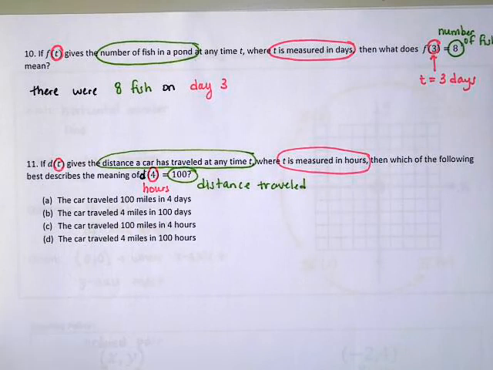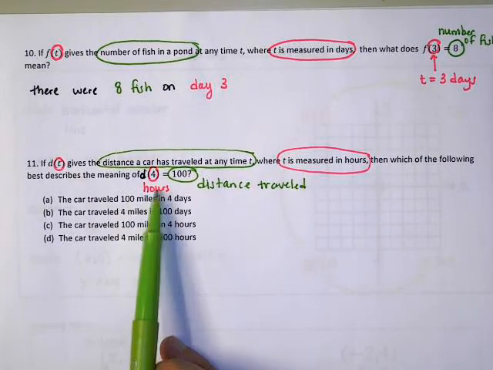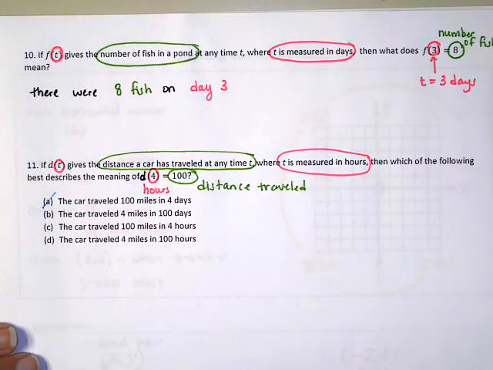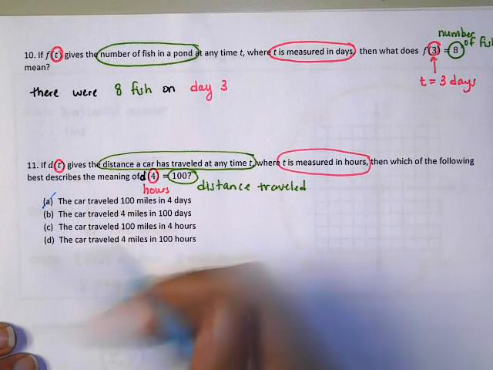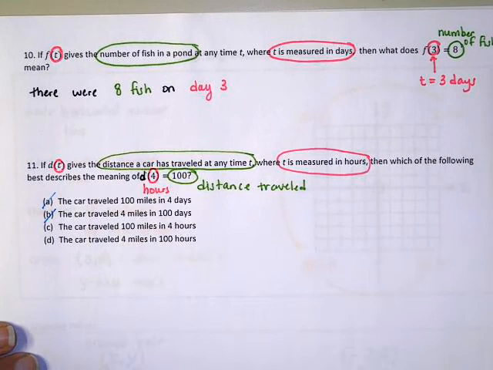Now, the first option here says the car traveled 100 miles in 4 days. Since I'm measuring my time in hours, I can eliminate that option right away. The car traveled 4 miles in 100 days. 4 is the number of hours, so this is out because this says it's 4 miles.